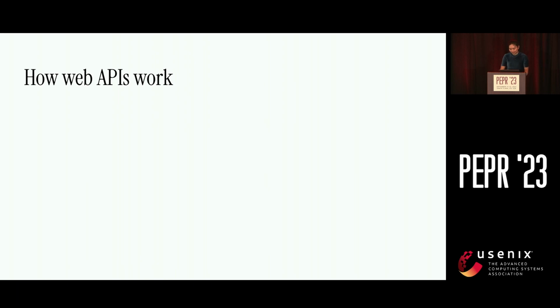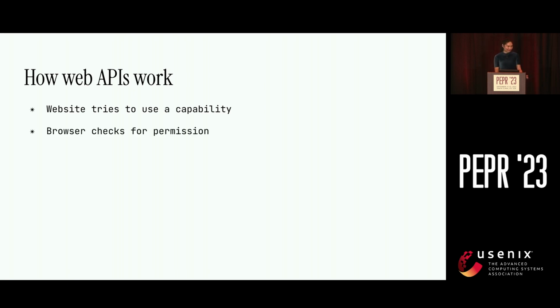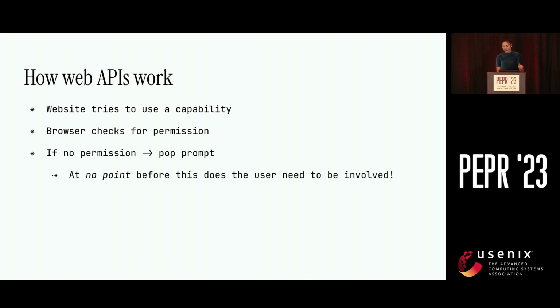Here's another example. When a website wants to access an API, the canonical way to do this is just to try to access it. And then the browser will check if the permission is there or not. And if the permission isn't there, then we show a prompt. At no point before this does the user actually need to be involved.